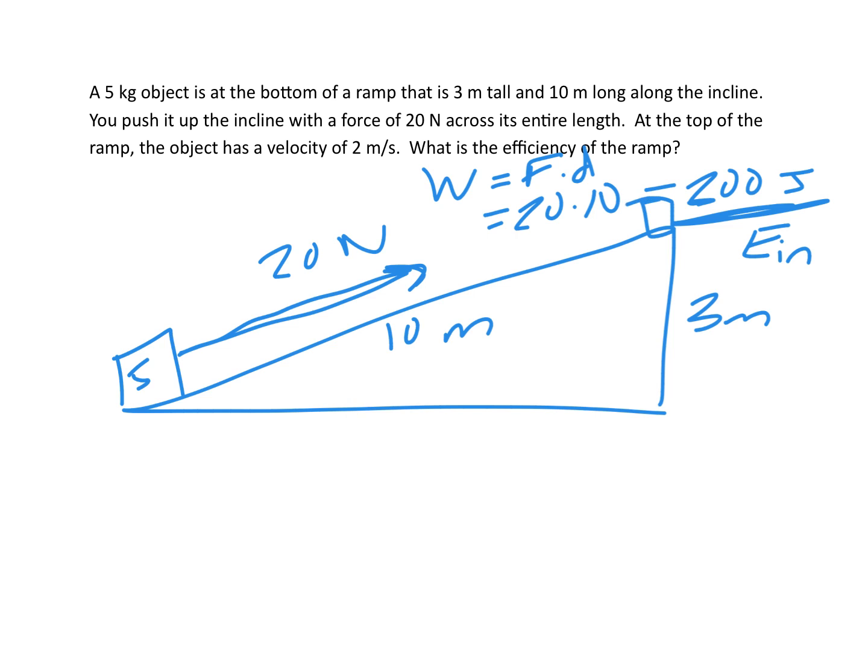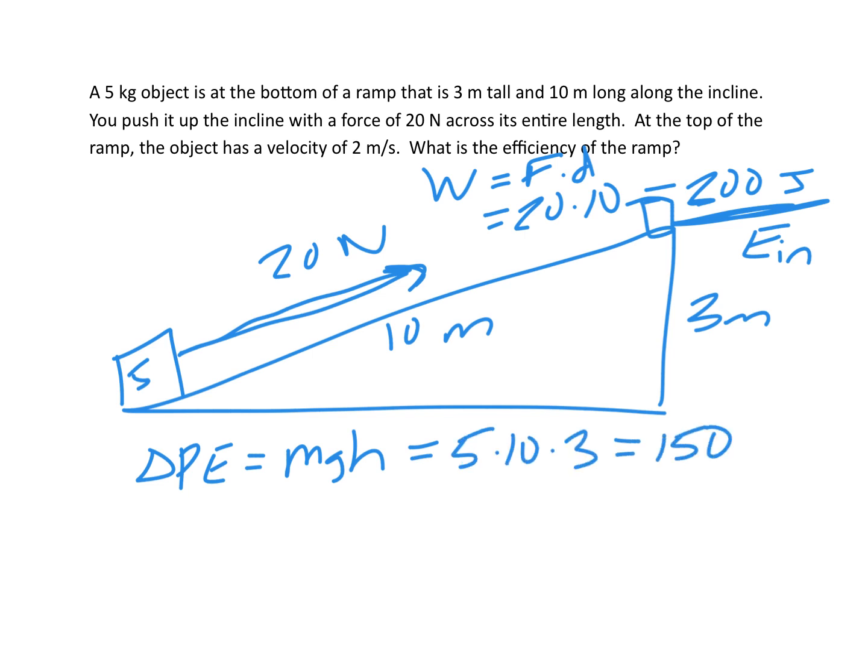So let's start. The box gained height. So there was a change in potential energy of the box. Again, it started at 0. So the new potential energy will just be the energy from the new height, which will be 5 times 10 times 3, which will be 150 joules. If this started at a height, we would have to subtract the initial potential energy, but it didn't, so this is the change in potential energy.